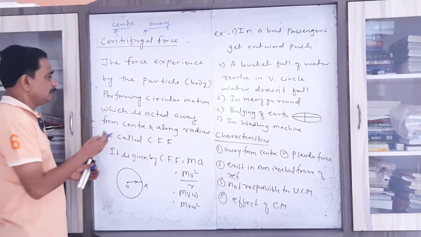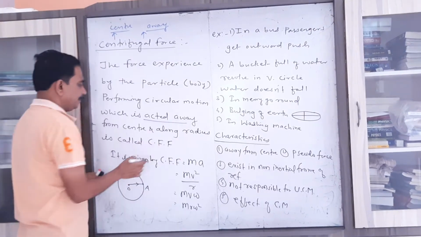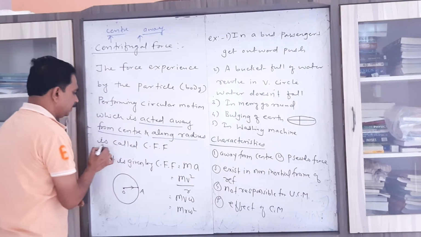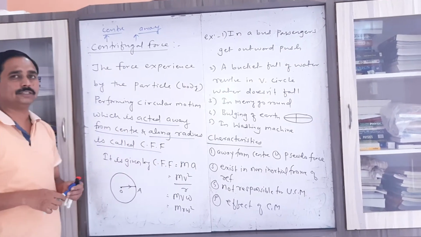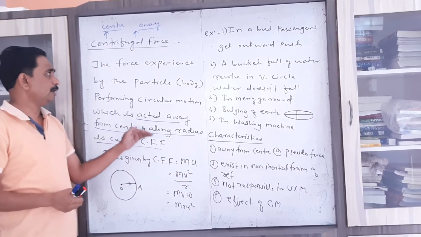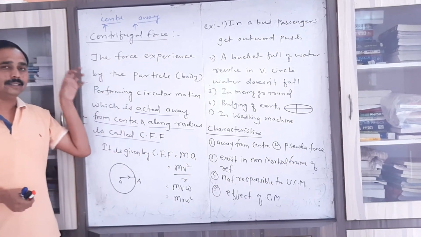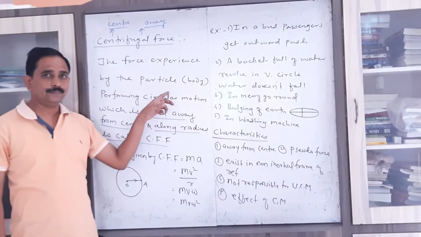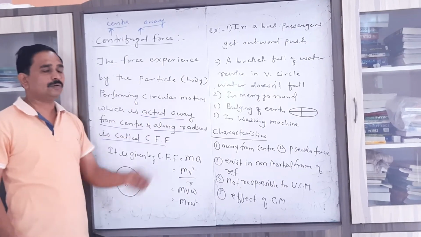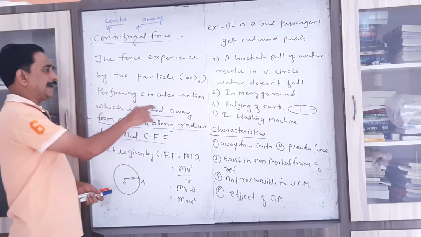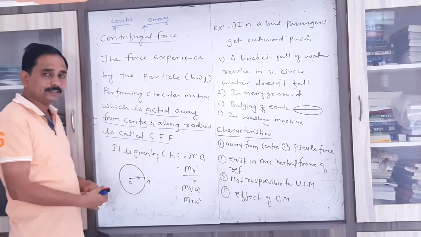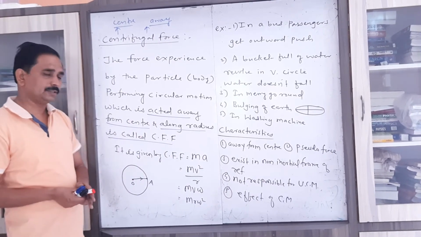Now this force acts away from the center, again along the radius. That force is called the centrifugal force. Let us repeat again. This is the force experienced by the body or particle performing circular motion, which acts away from the center and along the radius, called the centrifugal force.